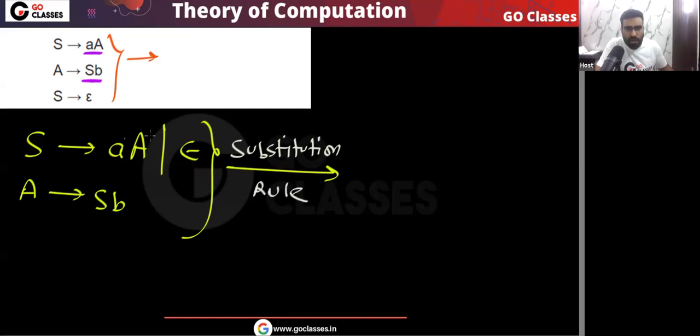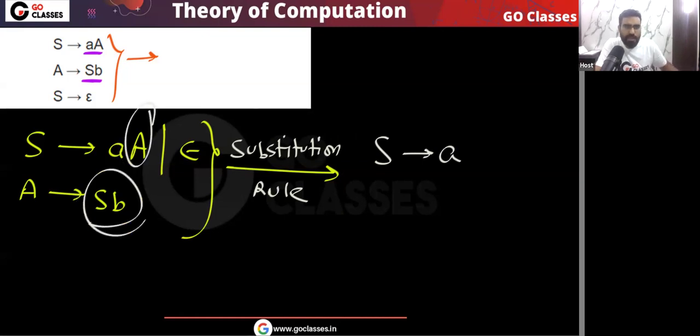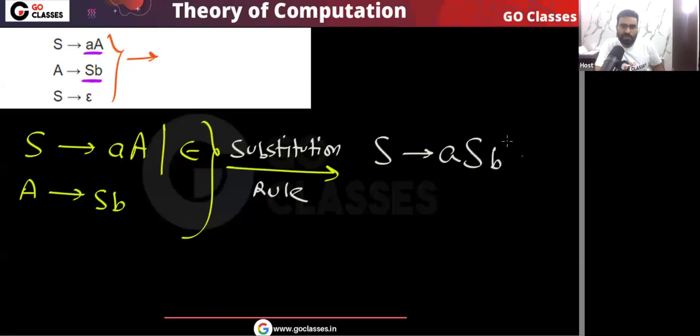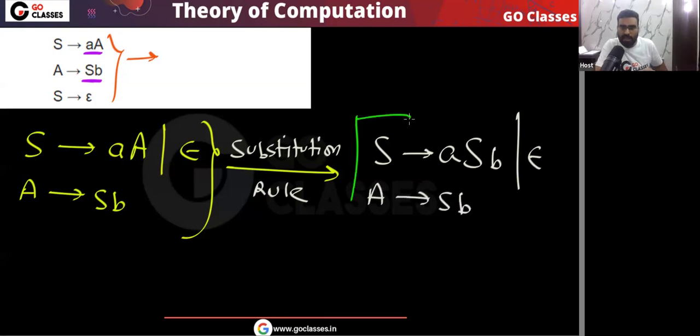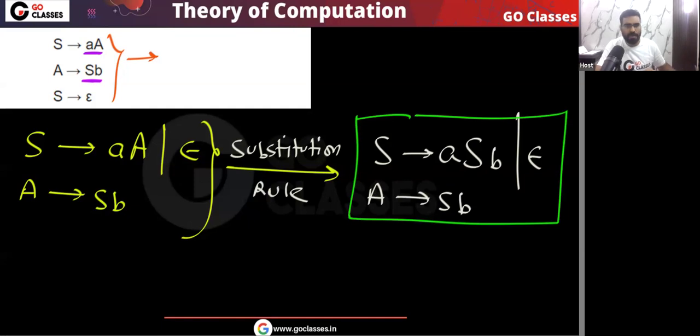Because you can notice when S will go to this A, then this A will go to SB. So I can apply the substitution rule: when S goes to A, then A goes to SB. So this A will be replaced with SB. Already there is epsilon. Now you can easily notice in this grammar A has become unreachable. Yes or no? This variable A has become unreachable from the start variable.